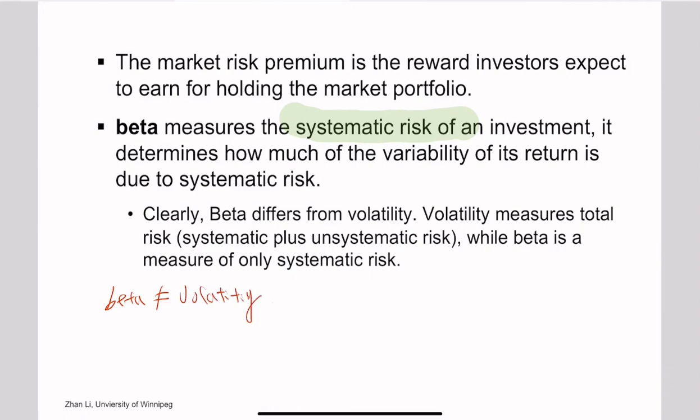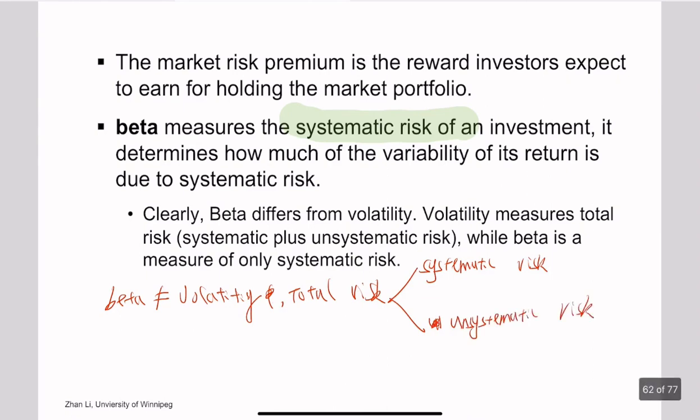Well, because we have learned about this, volatility calculates the total risk, right? So volatility calculates the total risk. And we know that total risk contains two parts: systematic risk and firm-specific or unsystematic risk. And beta only measures systematic risk. So obviously, beta does not equal volatility.